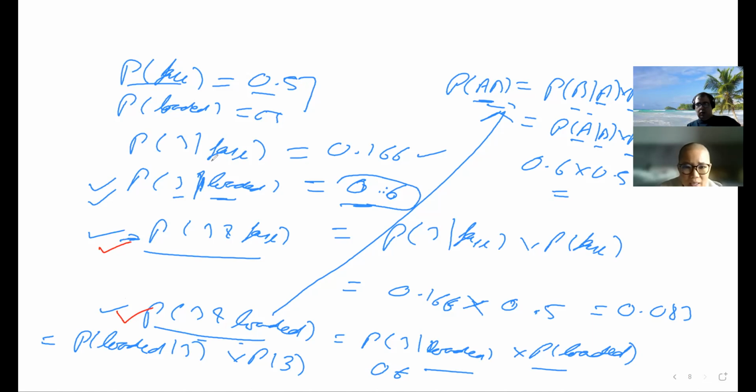What does that mean? We have found the probability of 3 and fair and the probability of 3 and loaded. We have calculated the joint probabilities. So from before, this is 0.3 and this is 0.083.